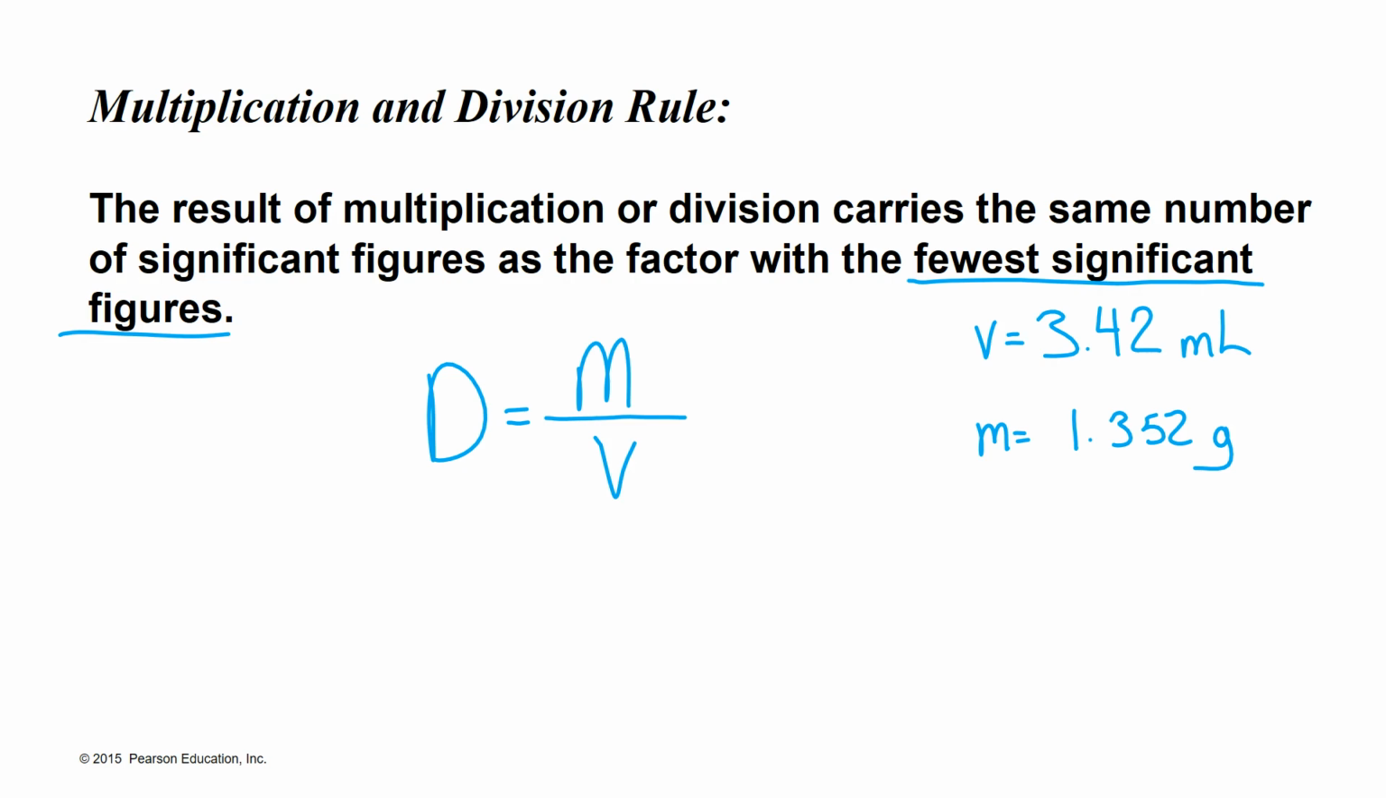3. Based off of this rule, my answer can only have as many sig figs as the factor with the fewest. This is the one with the fewest. It has 3 sig figs, so my answer is only going to have 3 sig figs. Now, I don't really care about the answer, but the setup: 1.352 over 3.42, you'd set it up like that and just divide. Like I said, I'm not worried about the answer, but our answer can only be 3 sig figs.